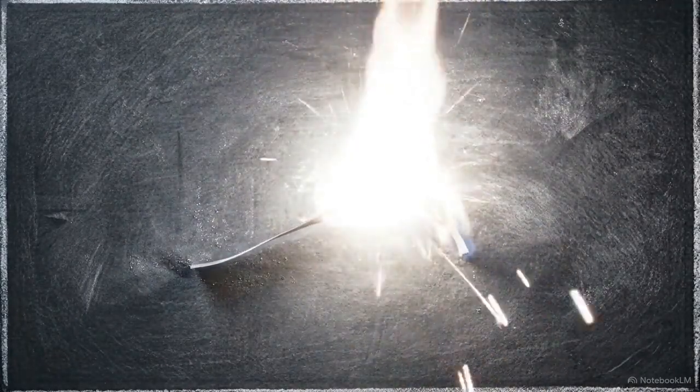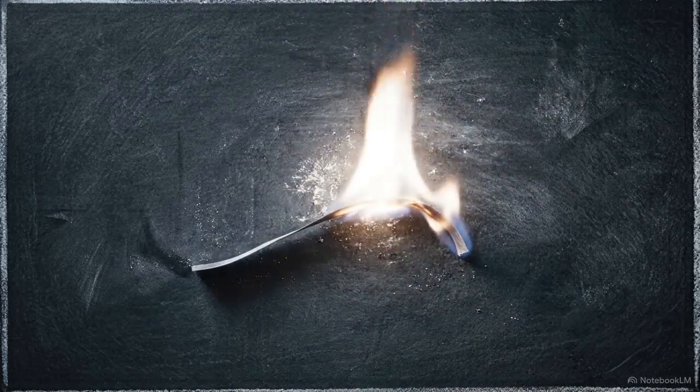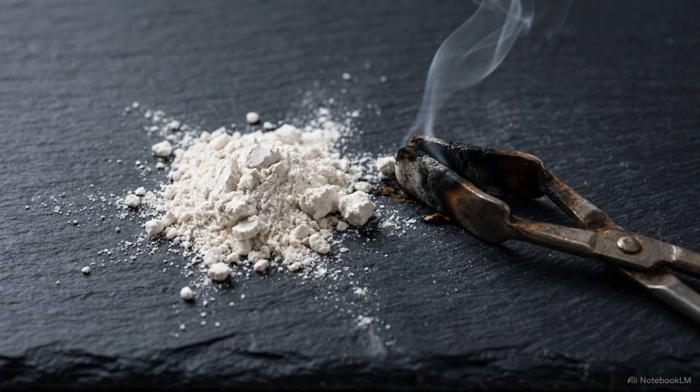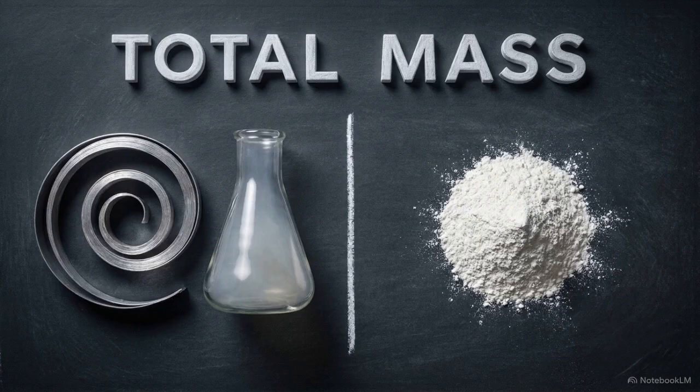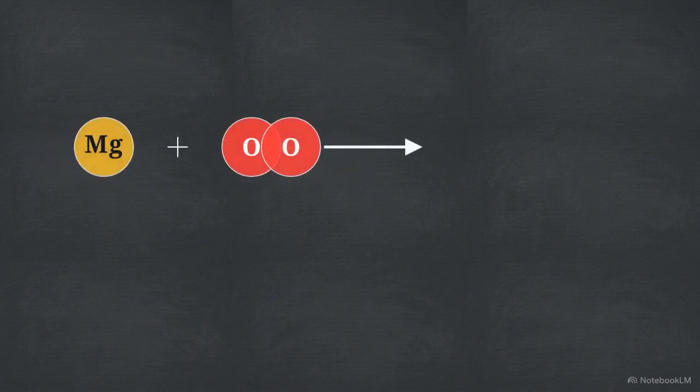If you set a strip of magnesium ribbon on fire, it combusts in a flash of dazzling white light. The solid metal transforms completely, leaving behind a brittle white powder. According to the law of conservation of mass, the total amount of matter present before a reaction must equal the amount left after. Atoms are never created or destroyed in a chemical reaction.